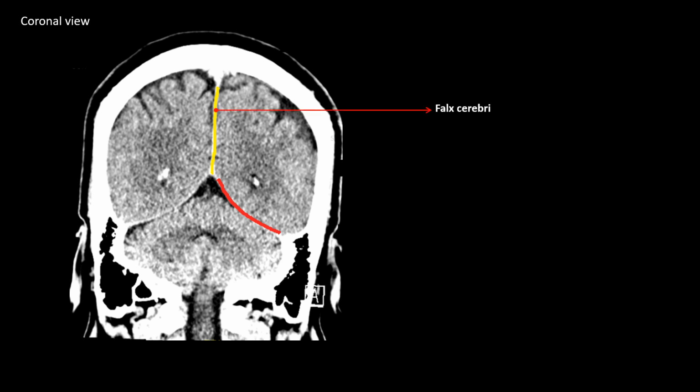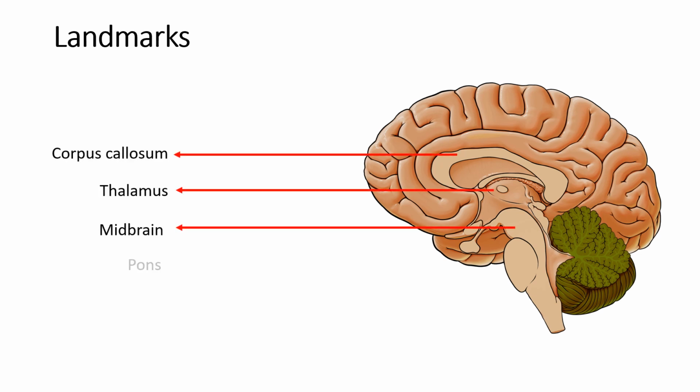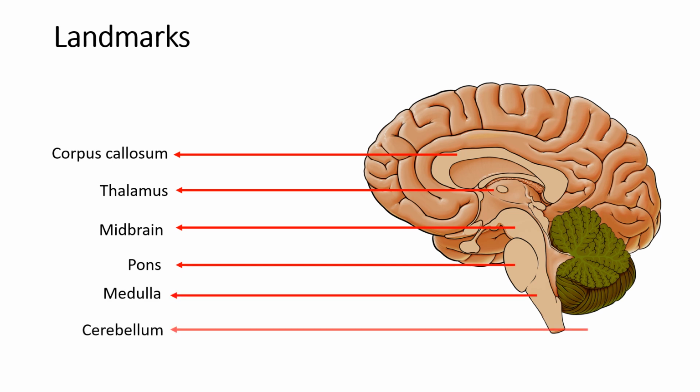This is the falx cerebri that separates left and right cerebral hemisphere. Tentorium cerebelli that separates supratentorial from infratentorial structures. Supratentorial structures include the two cerebral hemispheres and its subcortical structures. Infratentorial structures include cerebellum and brainstem. These are some prominent landmarks when we cut open the cerebral hemisphere in the midline. Corpus callosum, thalamus, midbrain, pons, medulla, and cerebellum.